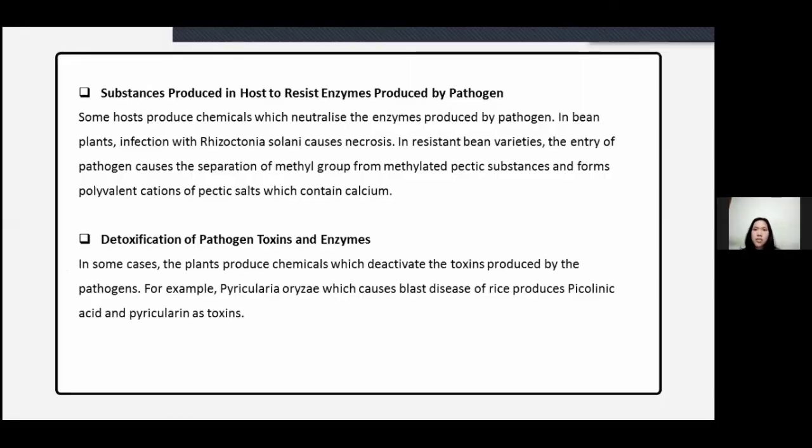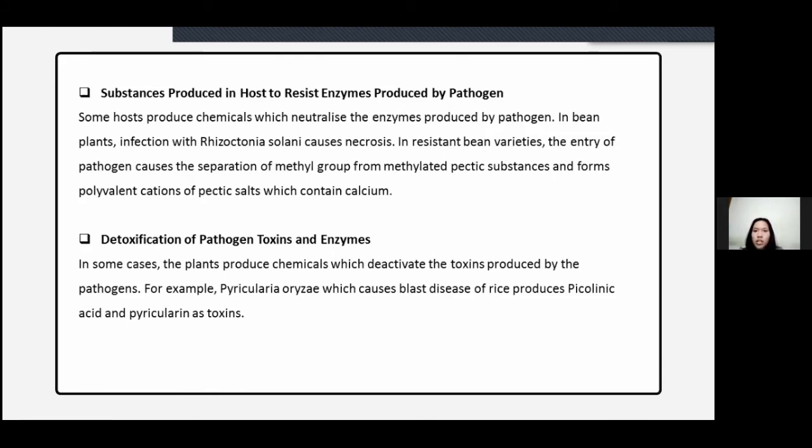Number 3 is substances produced in the host to resist enzymes produced by the pathogen. Some hosts produce chemicals which neutralize the enzymes produced by the pathogen. In bean plants, infection with Rhizoctonia solani causes necrosis. In resistant bean varieties, the entry of the pathogen causes the separation of the methyl group from the methylated pectic substance from the polyvalent cation of the pectic salt, which contains calcium.